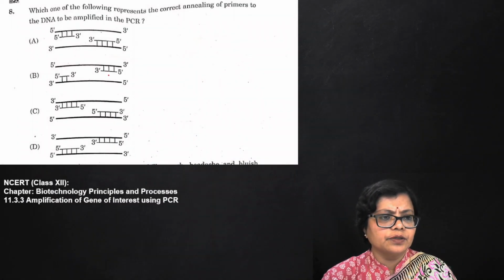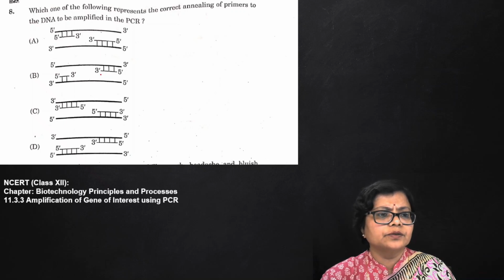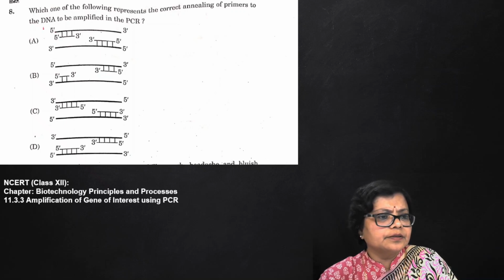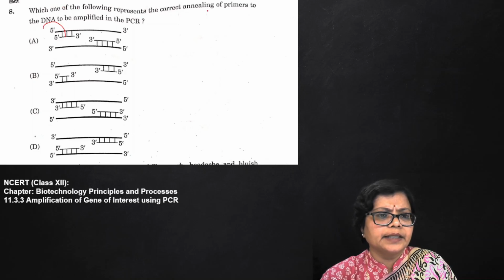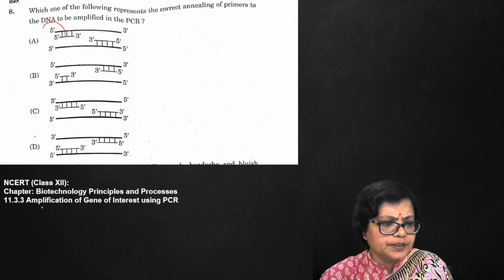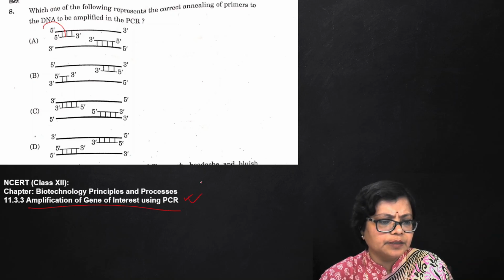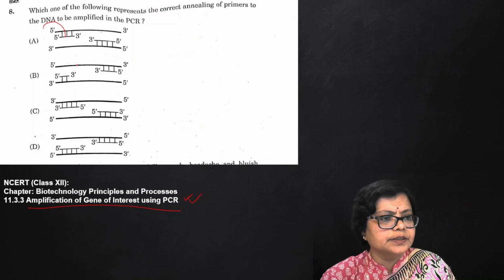This question has already been discussed for set 1. Once again I am telling, this was: which one of the following represents the correct annealing of primers to the DNA to be amplified in the PCR? That is from the PCR amplification NCERT book. If you study, you will understand. So this one is not possible. Same annealing, not possible.